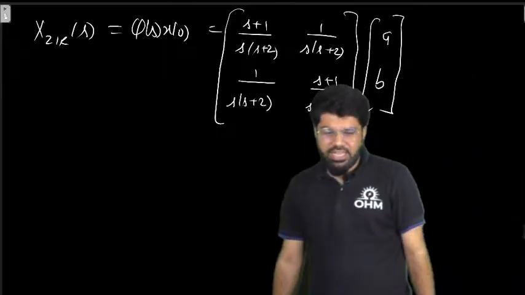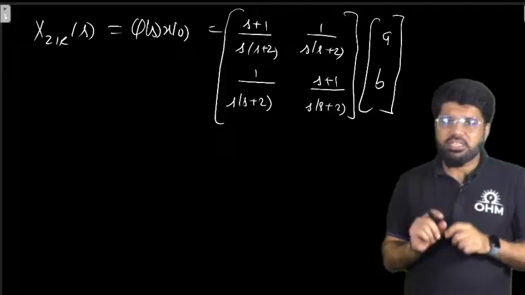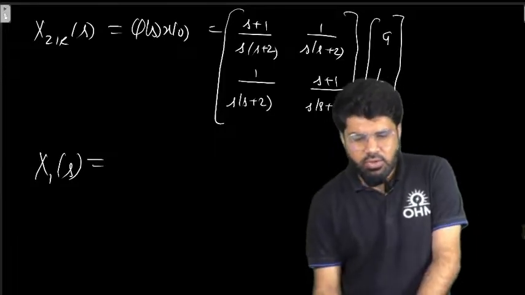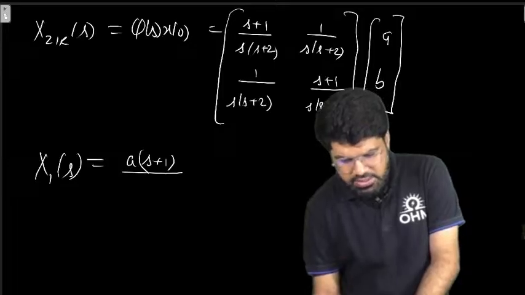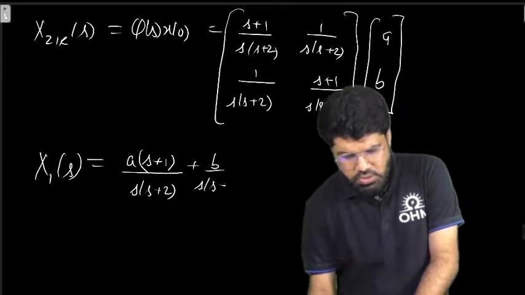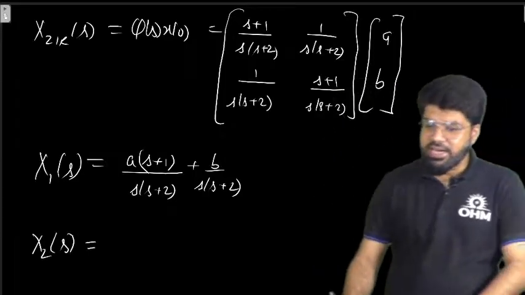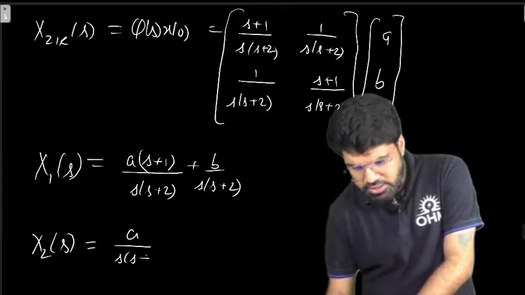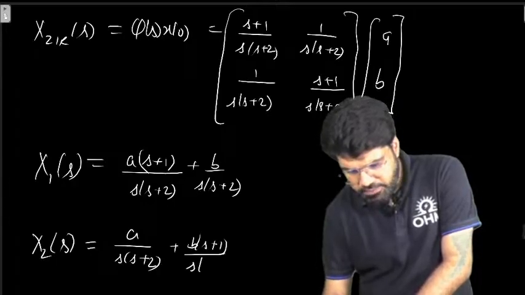It's a good analysis question. Keep listening with me. Solving the first row and first column, what will you obtain? The first state variable in the s domain, x1(s), is going to be A into (s plus 1) upon s plus 2, plus B upon s plus 2. And the second row will give you the second state variable in the s domain, x2(s), which will be A upon s plus 2 plus B(s plus 1) upon s plus 2.